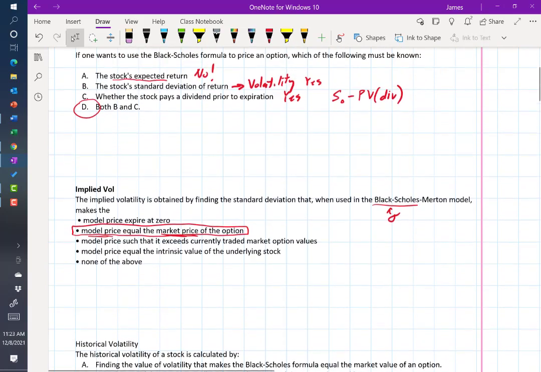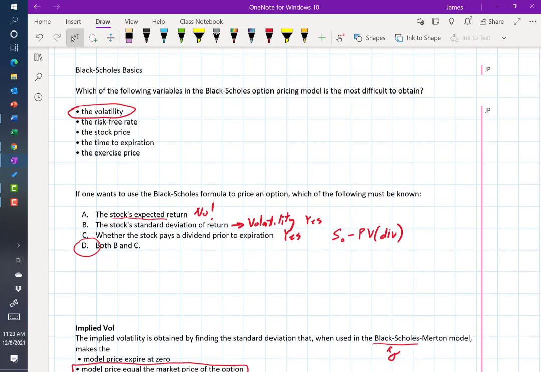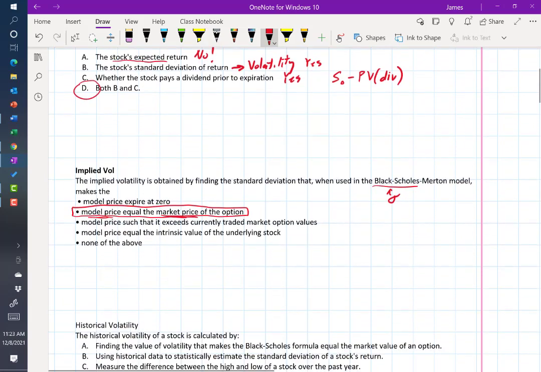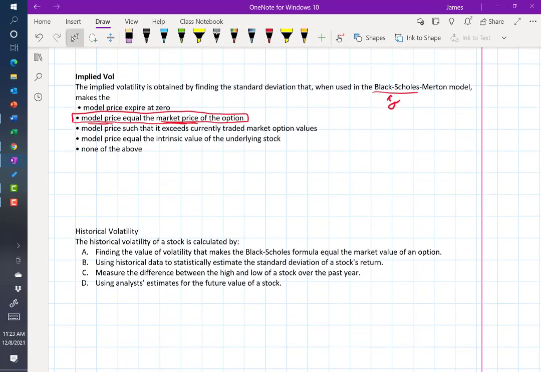And why are these important? These are important because of the answer to the first question. Volatility is the one thing it's most difficult to obtain. So these are the two standard ways that people will get it. Number one, implied volatility. Number two, let's talk about historical volatility.